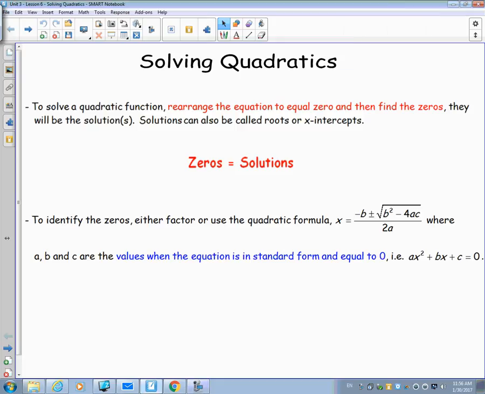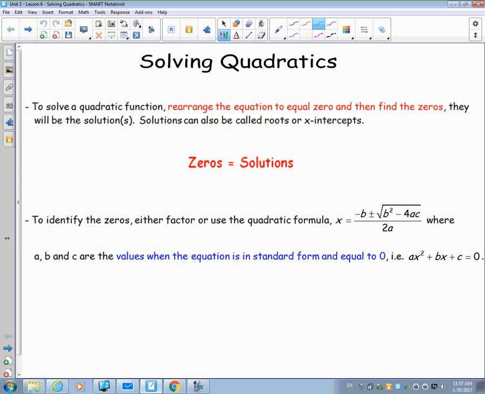In this lesson, we're going to examine the solutions to quadratics. We're going to try and solve a quadratic. It's a refresher from last year. So some reminders. If you want to solve a quadratic, the equation has to be equal to 0 and in standard form. You're then going to try and find your zeros. We also call our solutions x-intercepts, roots.